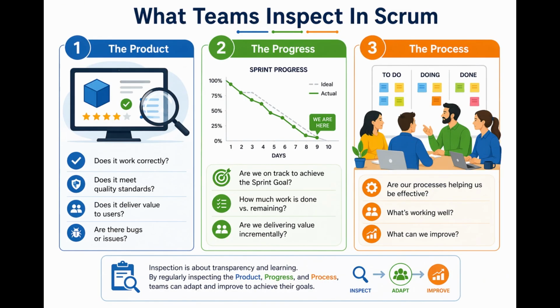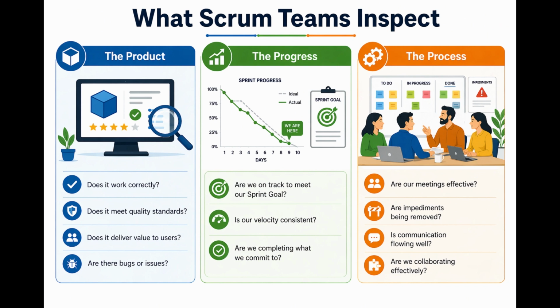In Scrum, what do teams inspect? First, the product. Second, the progress. Third, the process. In the product, this is inspected: Does it work correctly? Does it meet quality standards? Does it deliver value to users? Are there bugs or issues?